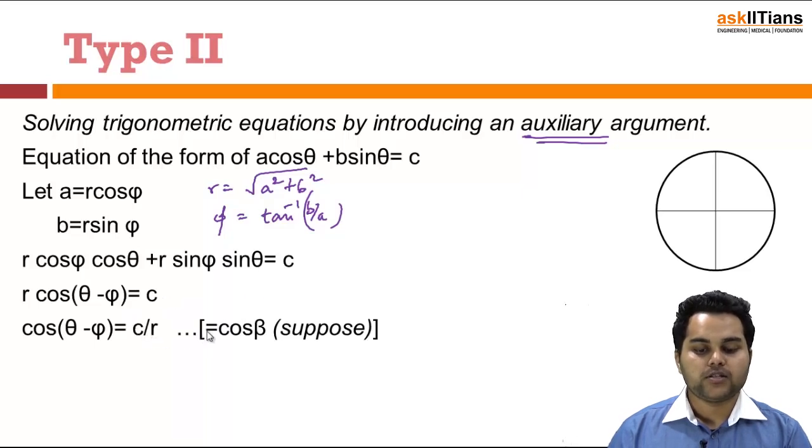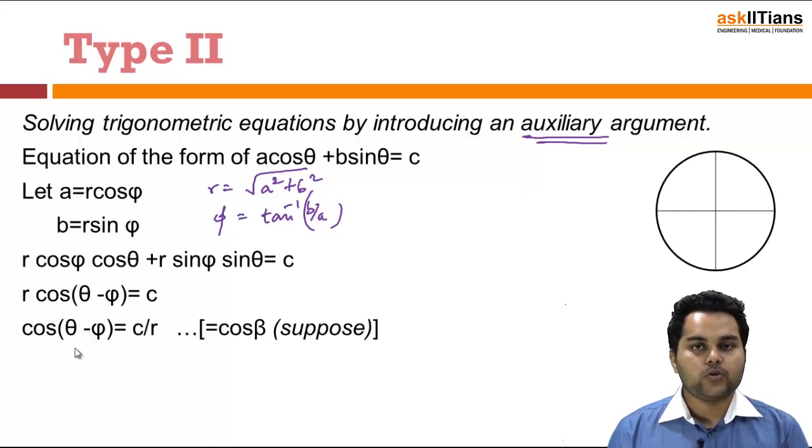Now this is the auxiliary argument beta, which I have assumed to be cos beta. Why cos? Because on the left hand side I have cos itself. So I would try to put it in a standard form, that is cos theta is equal to cos alpha. That's why I have put cos beta on the right hand side equal to c by r. C by r has been replaced with cos beta to get cos of theta minus phi is equal to cos beta.